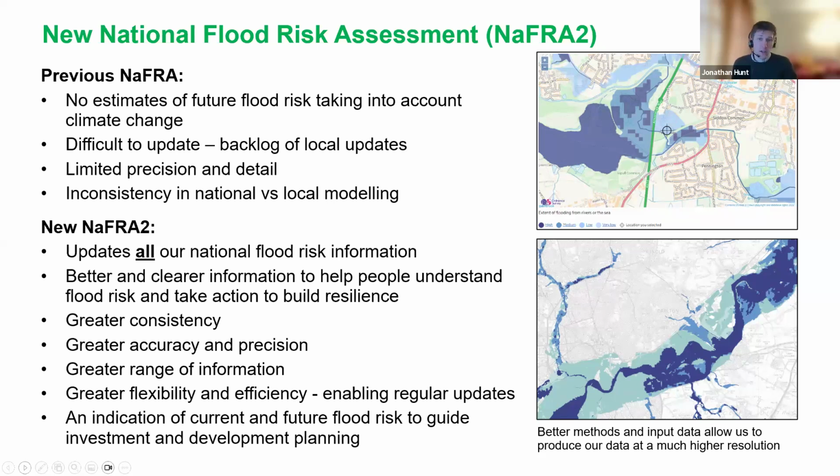So looking at our new National Flood Risk Assessment, or NaFRA2, firstly, it's not just one data set, it's a system that we've developed to produce all the different rivers, sea and surface water data sets. So previous NaFRA was just the risk of flooding from rivers and sea, but NaFRA2 is a system that will also produce the new flood zones and our new surface water maps, amongst other outputs. And the system combines detailed local modelling with national modelling to generate all our data sets, which brings much greater consistency.